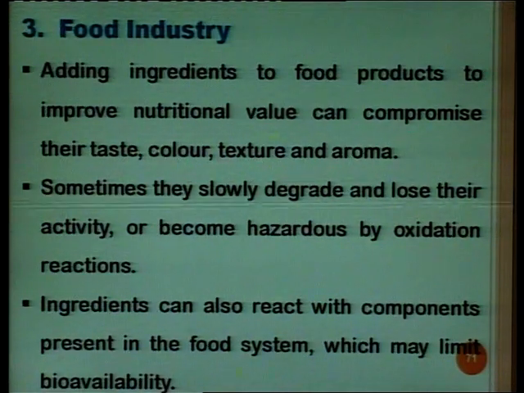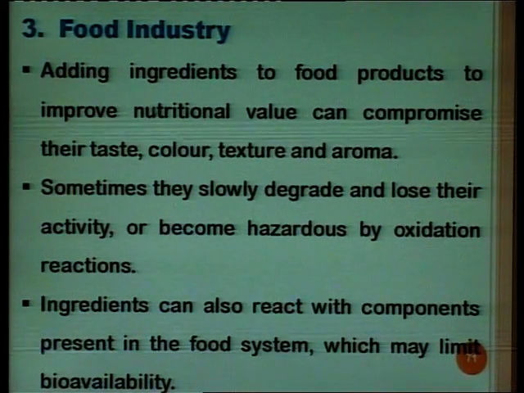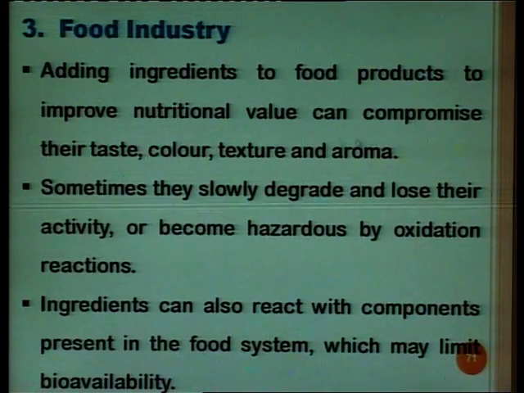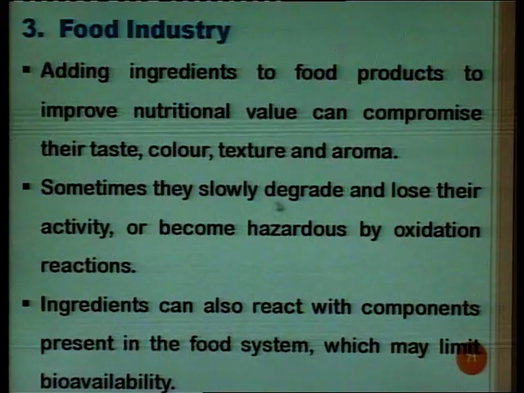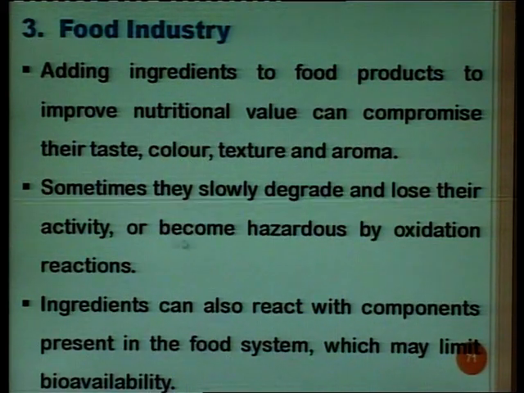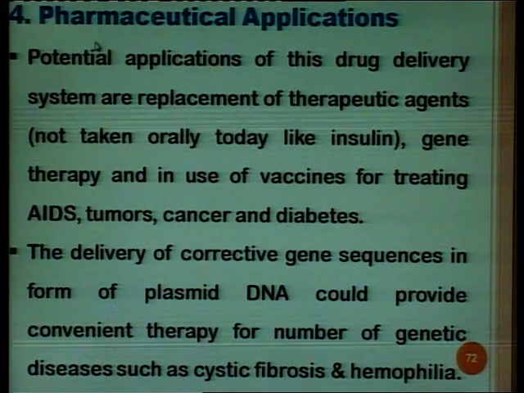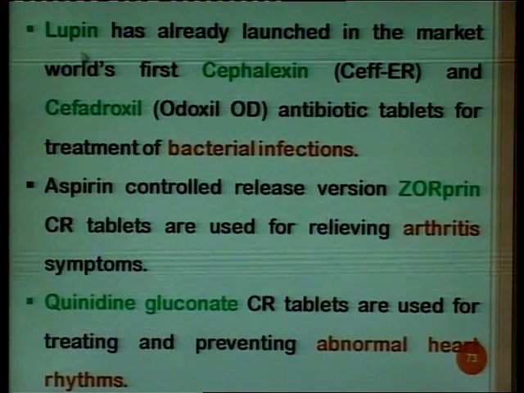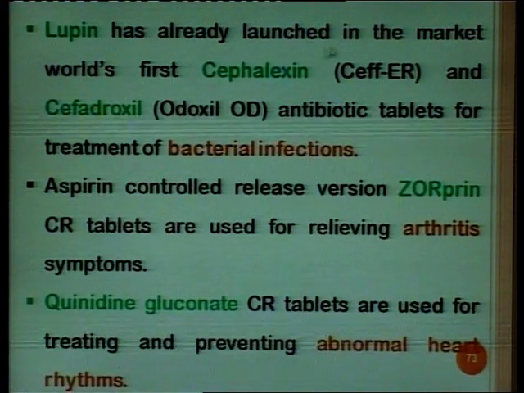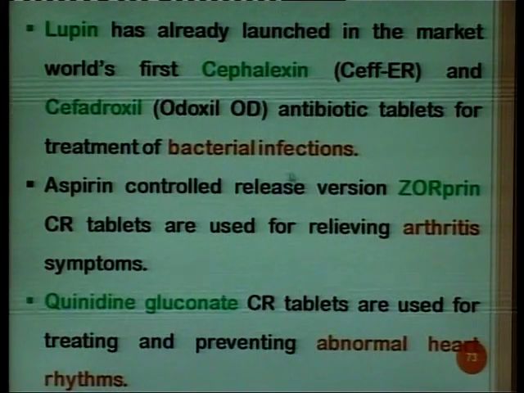So in the food industry also this technique is useful. Adding ingredients to food products to improve nutritional value can compromise their taste, color, texture and aroma. Sometimes they slowly degrade and lose their activity or become hazardous by oxidation reactions. So the most important are the pharmaceutical applications. In the pharmaceutical industry, Lupin has already launched in the market the world's first cephalexin and cefadroxil antibiotic tablets for the treatment of bacterial infections.